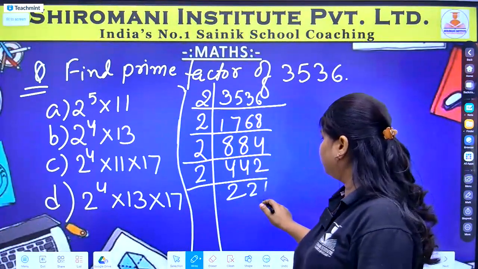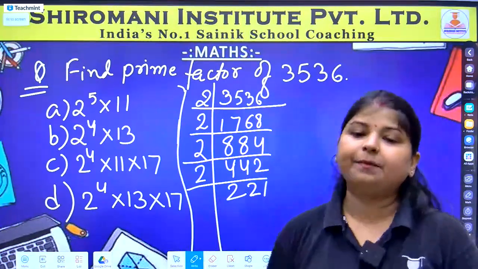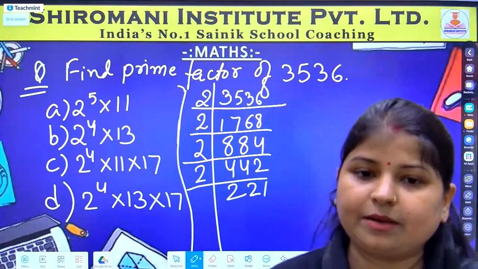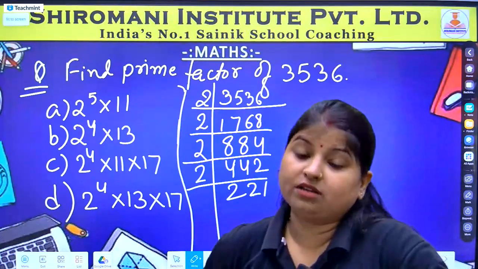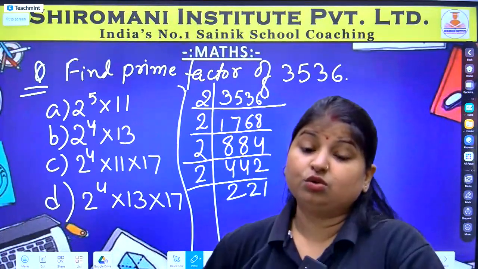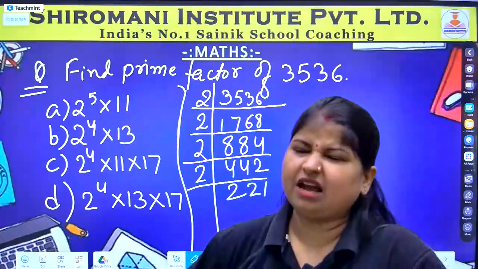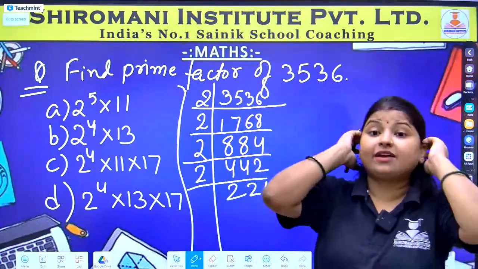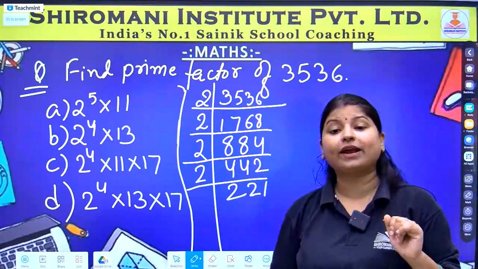221. Now here most of you will get stuck. That ma'am, 221. 221 is not divisible by 2. 221 is not divisible by 3. Ma'am, it is not divisible by 5 also. Then how can we do it and save our time? How can you do it quickly?